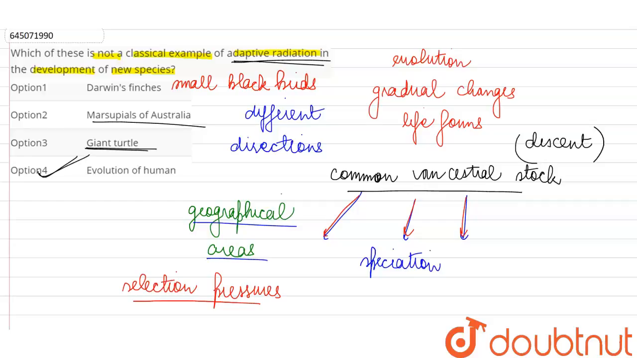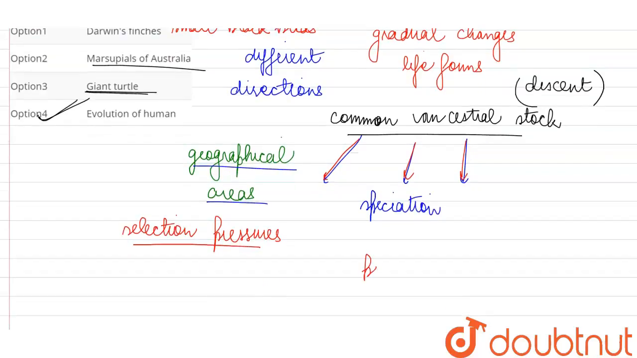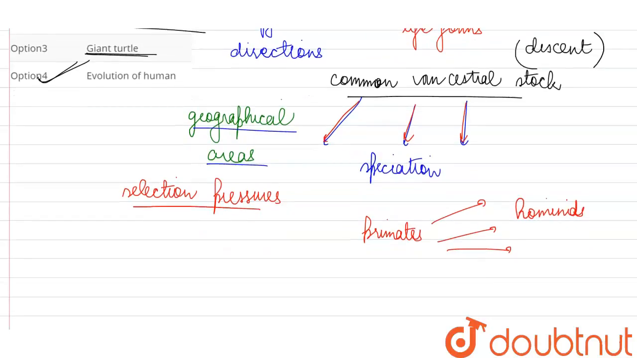But evolution of man does not show adaptive radiation, because from the common ancestor, all of the different hominids or all of the different primates which arose, for some reason or the other, the very close relatives of human beings are not alive today. The modern man, the Homo sapiens, do not have their close relatives on the earth at the present time, because all of these ancient primates have become extinct for some reason or the other over a period of time.